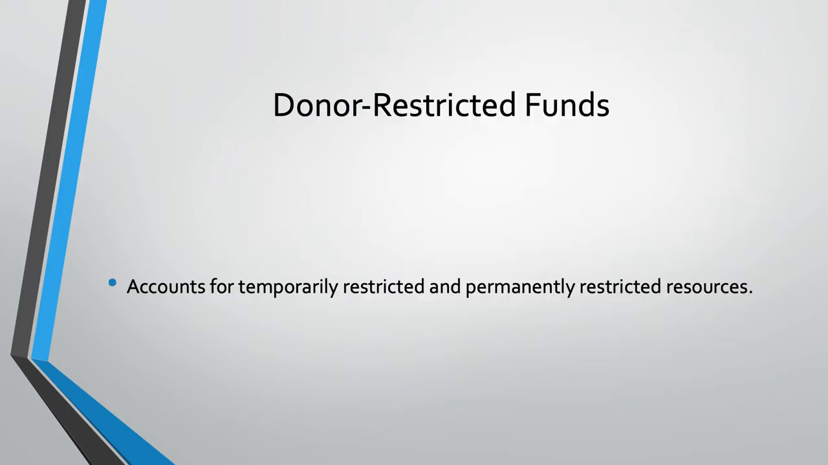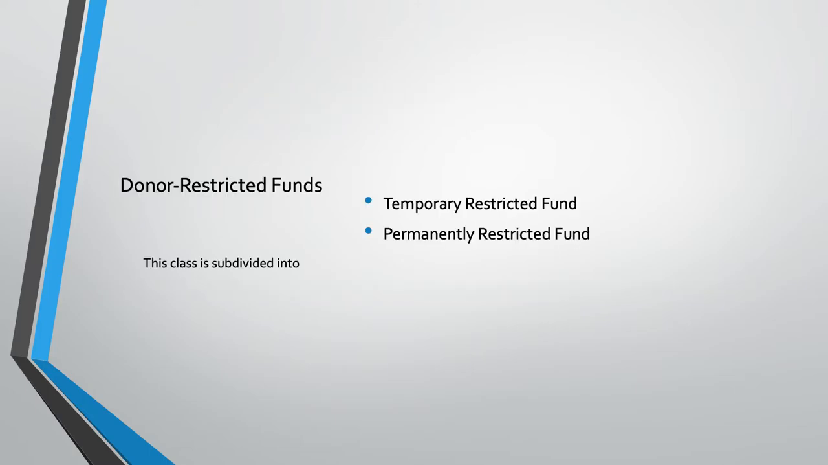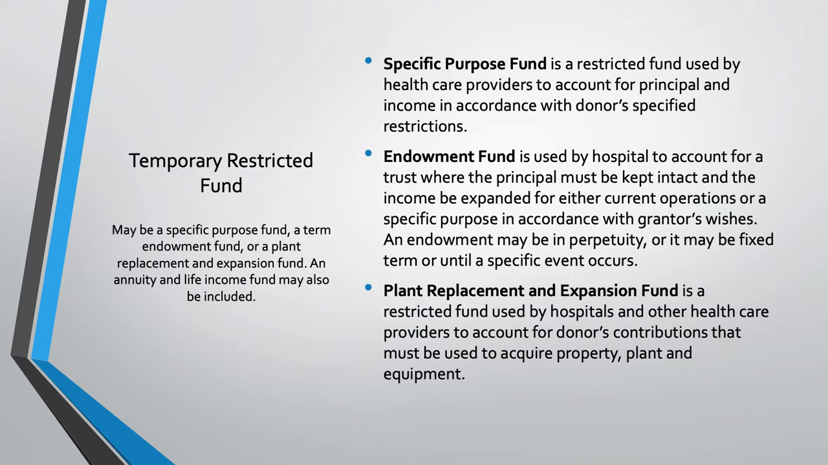For donor restricted funds, these account for temporarily restricted and permanently restricted resources. Okay, so temporarily restricted funds and permanently restricted funds. This is the subdivision of the donor restricted funds, temporarily or permanently. And in the same way, temporarily restricted funds may be a specific purpose fund, a term endowment fund, or a plant replacement and expansion fund. An annuity and life income fund may also be included in this category.